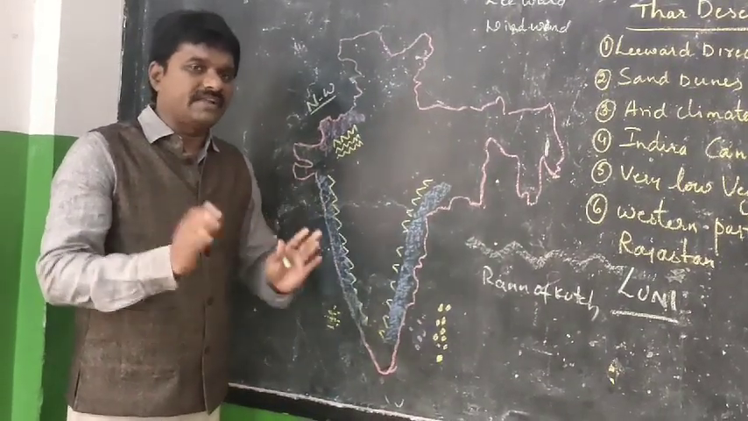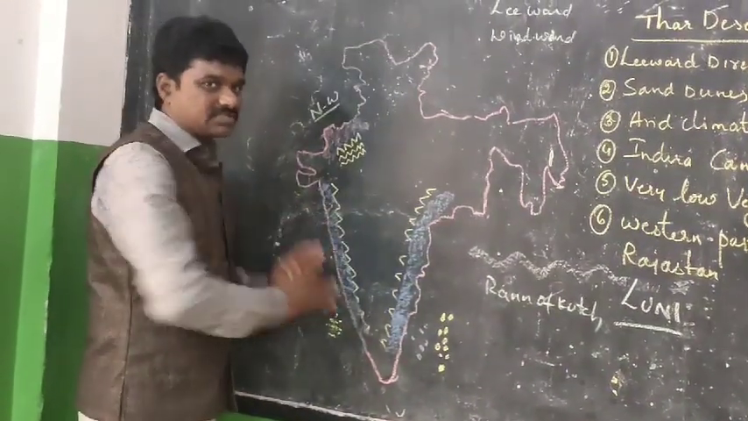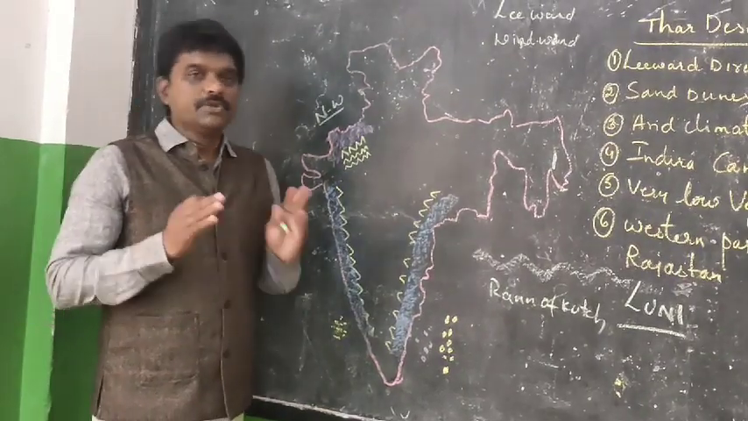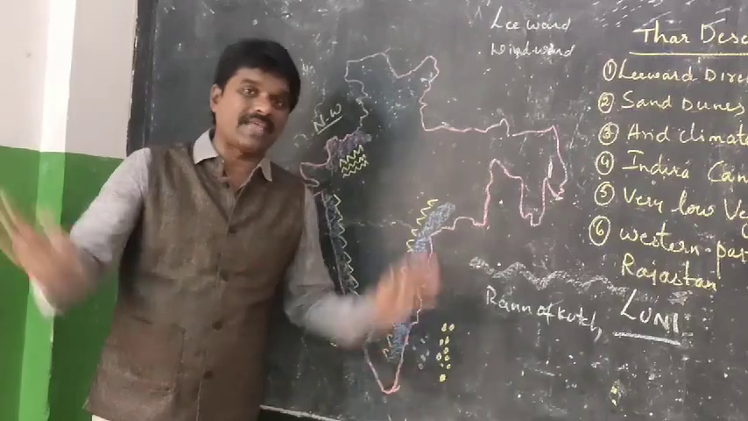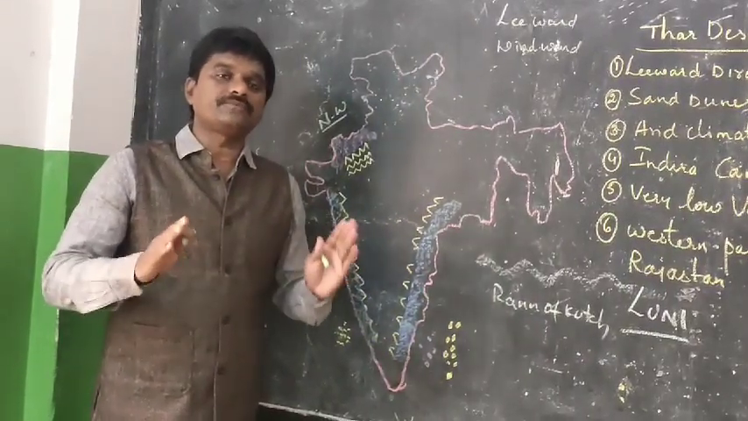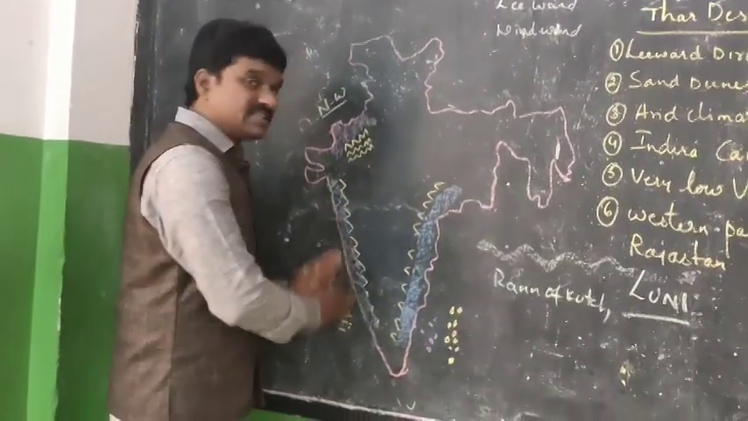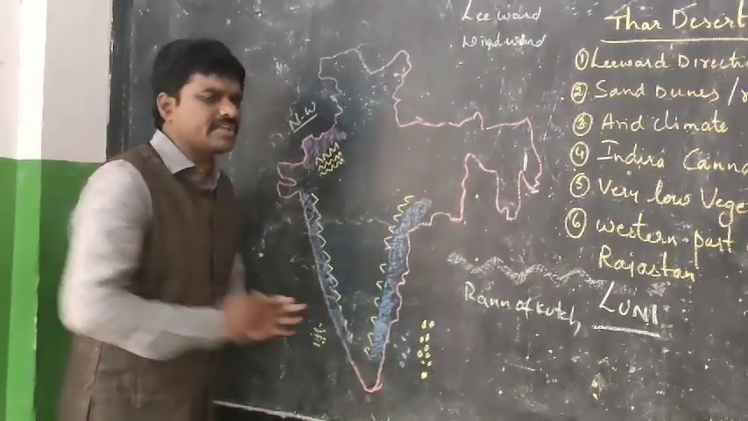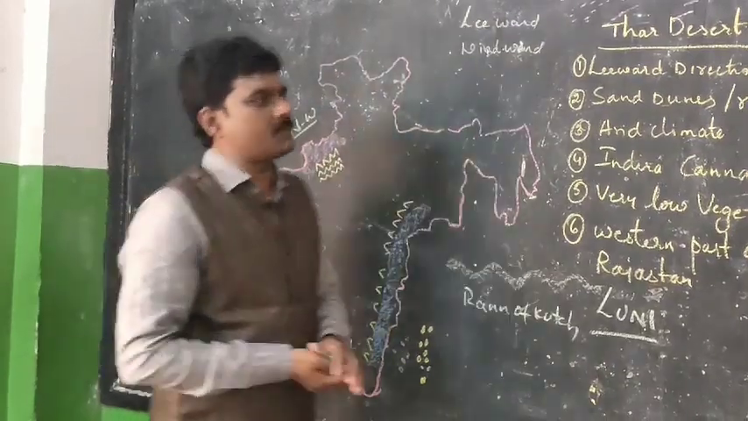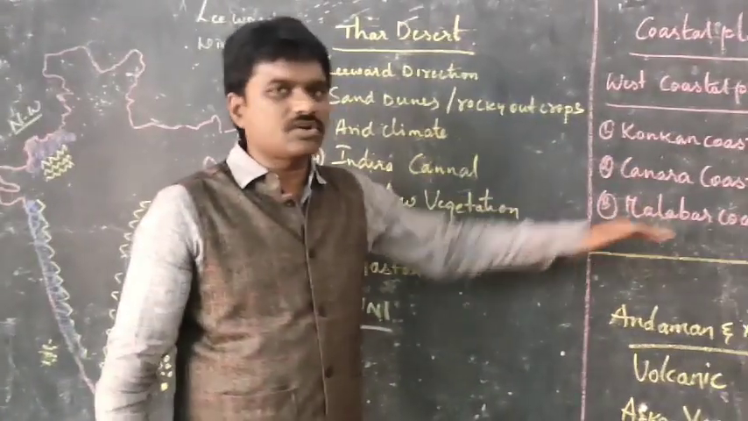You cannot find any rivers in this West Coastal Plain. You cannot find any irrigation facilities in this West Coastal Plain. You cannot find any lakes in this West Coastal Plain. It is very narrow in nature, and the West Coastal Plain is divided into three coasts.